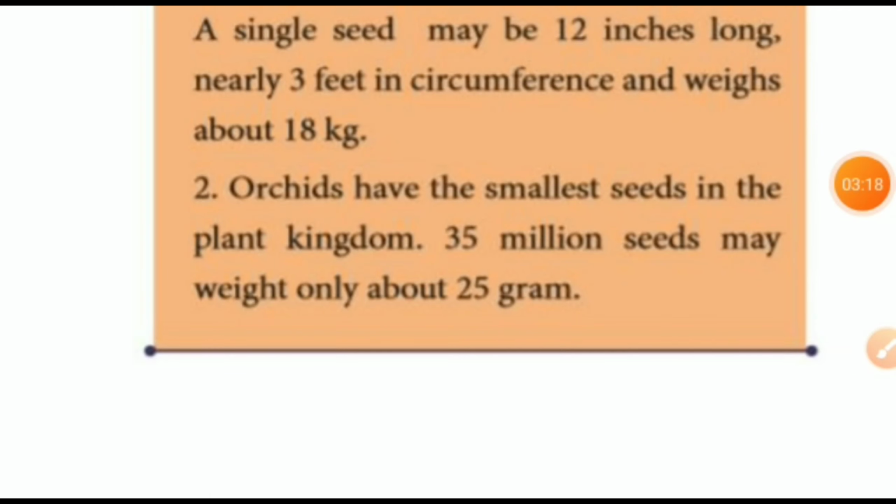Next, orchids have the smallest seed in the plant kingdom. Which is the smallest seed? Orchids. 35 million seeds may weigh only about 25 gram. 35 million seeds, how much weight? 25 gram only. Which one is the largest seed? Double coconut. Which is the smallest seed? Orchids.